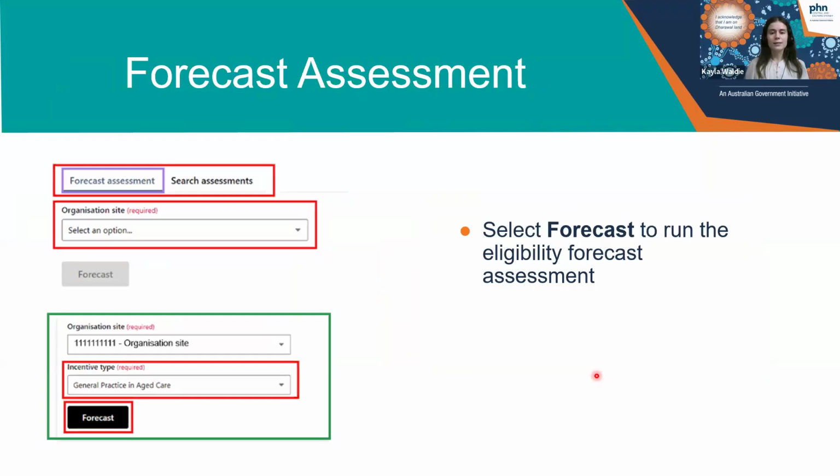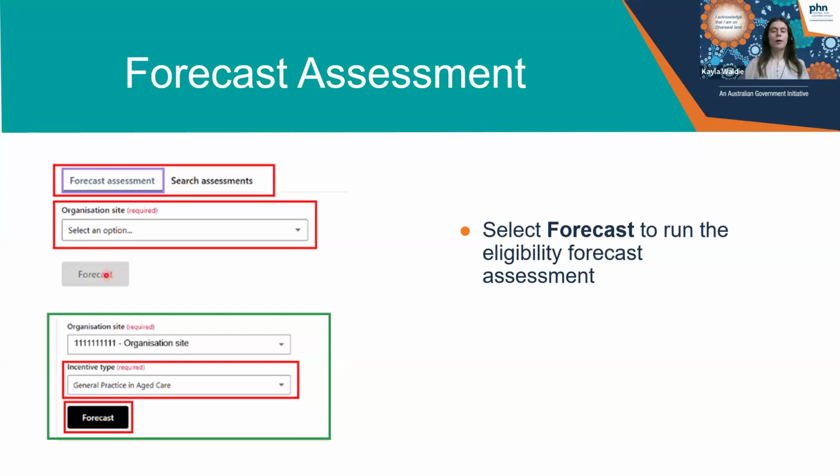So a forecast is sort of a snapshot at a particular point in time of what's happening for those patients and the eligibility for the payments. What I'd like to do is every day that you want to log in and look at this, I would run a new eligibility forecast because you want to make sure that you're getting a snapshot of the most up-to-date and correct information. So you do that by clicking on the forecast assessment, selecting your organization site, and then forecast.